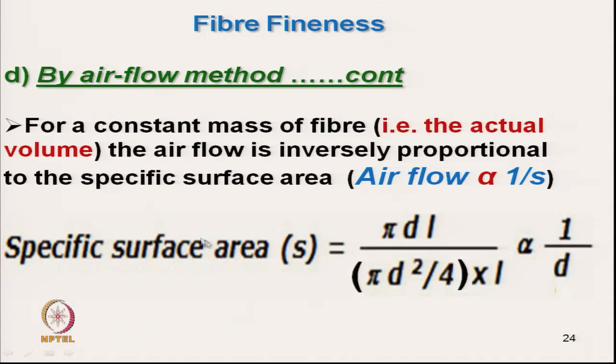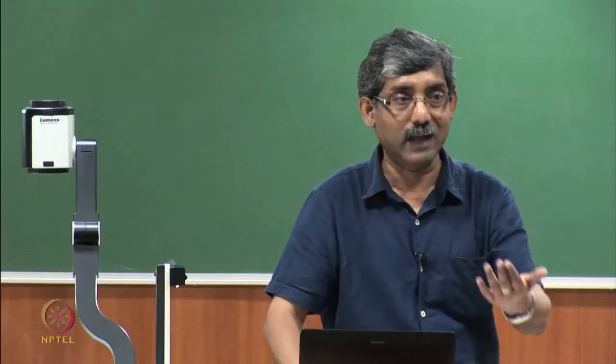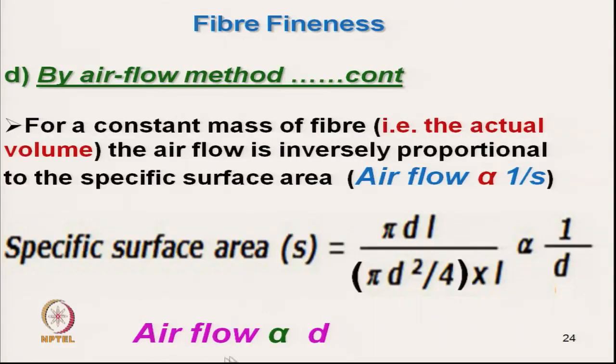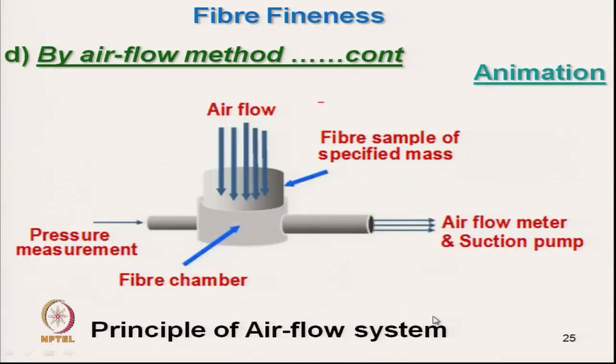Okay. So, diameter of fiber. That means if we see, the air flow rate is directly proportional to the diameter of fiber. That means the higher the diameter, the higher the air flow rate. So, in that way, if we can calibrate the instrument, we can directly get the diameter. Okay. So, air flow is directly proportional to the diameter.